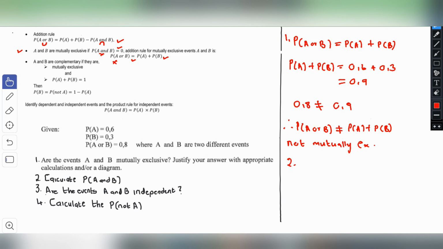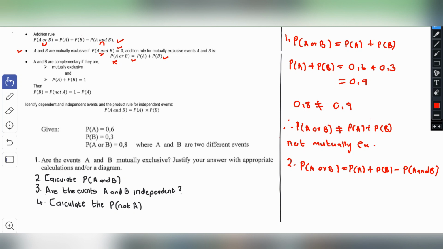So now let's continue. Calculate the probability of A and B. How do we calculate the probability of A and B? Like I said when I started this lesson, you must be able to write this addition rule. According to our addition rule, the probability of A or B is equal to the probability of A plus the probability of B minus the probability of A and B, right? We are given the probability of A or B, and we have the probability of A and the probability of B. Then we can calculate the probability of A and B.